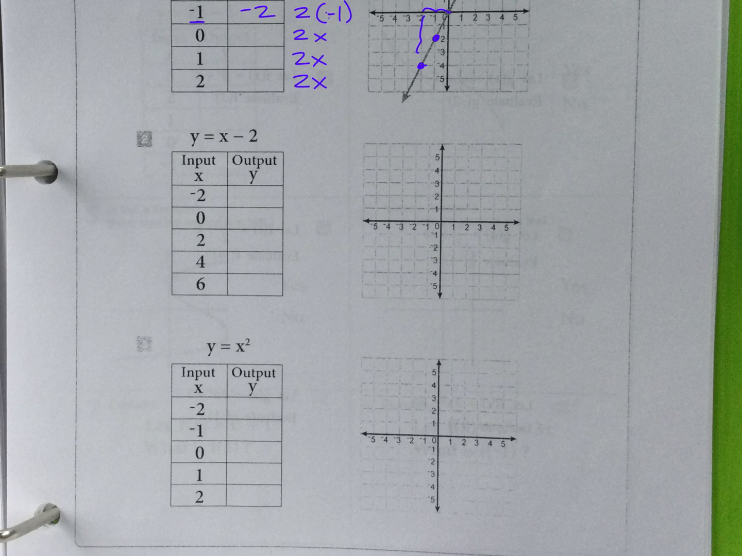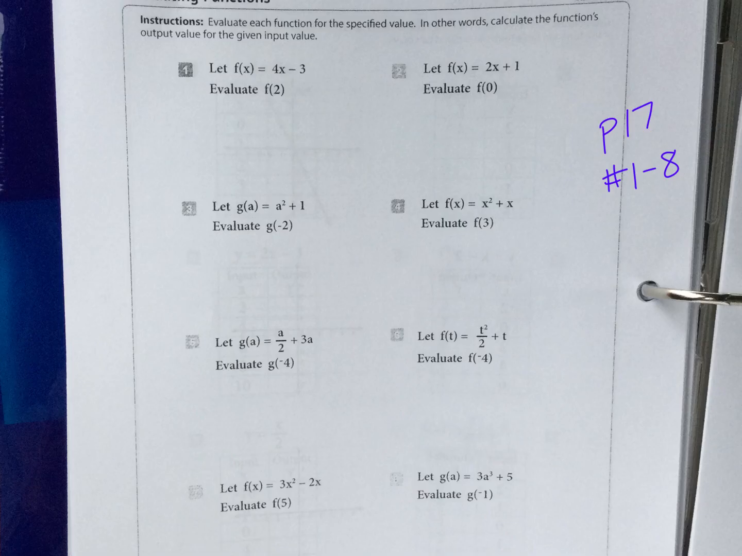Now flip over to 17. All right, this is page 17. You're going to do this whole page, and instead of having to do the same rule over and over, you're just going to do it once for each problem. So I'm going to do number 6 as an example. I'm going to write the problem, which is right here. T squared divided by 2 plus t.